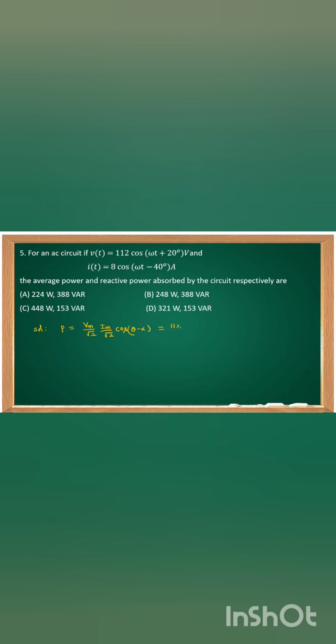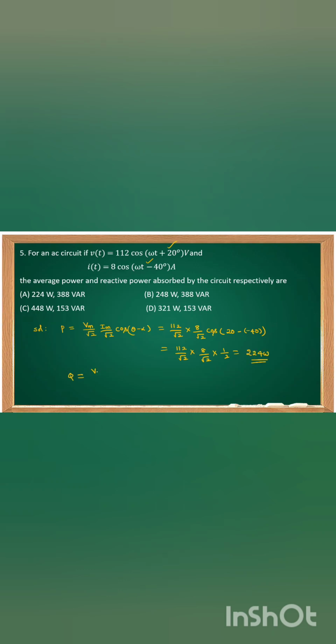Vm is 112, so 112 by root 2. Im is 8, so 8 by root 2, cos of theta minus alpha. Theta is the angle given for voltage, 20. Alpha is the angle given for current, minus 40. This is 112 by root 2 into 8 by root 2 cos 60, which is 1 by 2. Root 2 times root 2 is 2, 2 into 2 is 4, 8 by 4 is 2, 112 into 2 is 224 watt. You have to find the reactive power also.